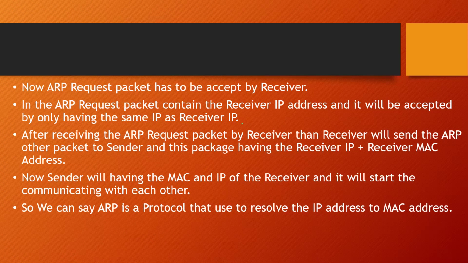The same thing: the receiver is going to give that packet, and it has the IP address and the MAC address, right? So now the sender has the MAC address and the IP of the receiver, and it will start communicating with each other. So we can say ARP is the protocol that is used to resolve the IP address to the MAC address, right?